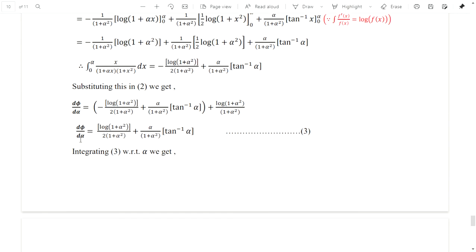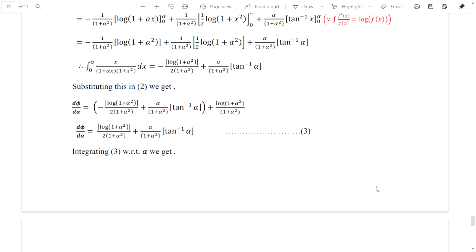So d phi by d alpha is equal to log of 1 plus alpha squared by 2 into 1 plus alpha squared, plus alpha by 1 plus alpha squared into tan inverse alpha. Because here this term and this term are the same, but this is minus half, this is plus 1. So we will be getting plus half of log of 1 plus alpha squared by this.